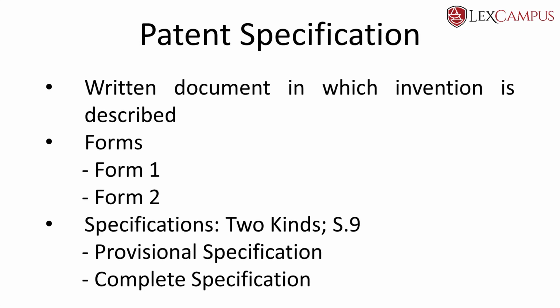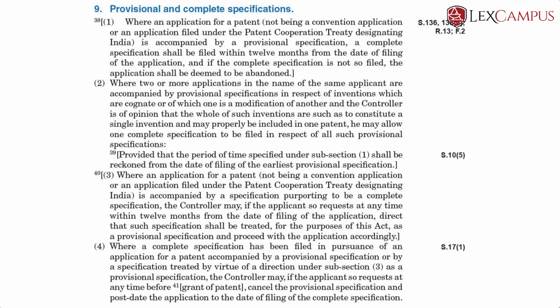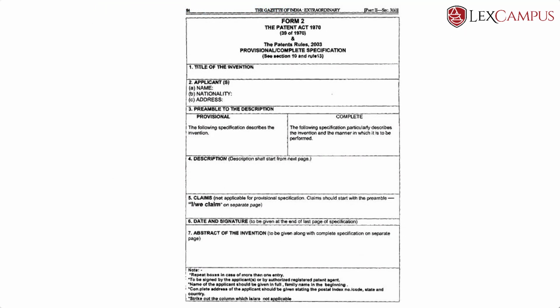Section 9 talks about two types of patent specification, provisional and complete, and you use the same form for provisional and for complete. So, when you look at Form 2, Form 2 is titled provisional / complete specification. Now, the only difference between Form 2 which is filed for provisional and complete is that when it is filed for a complete, you have claims in it.